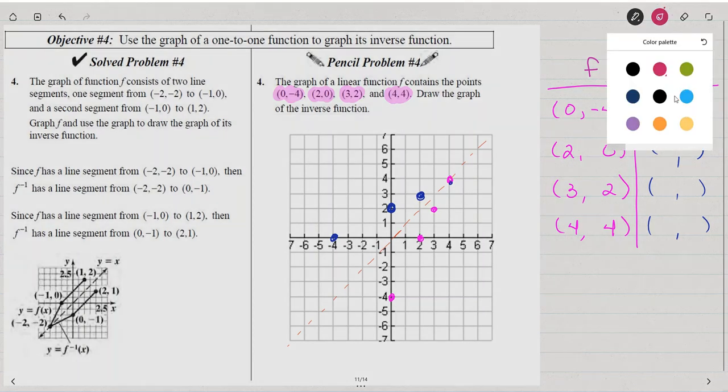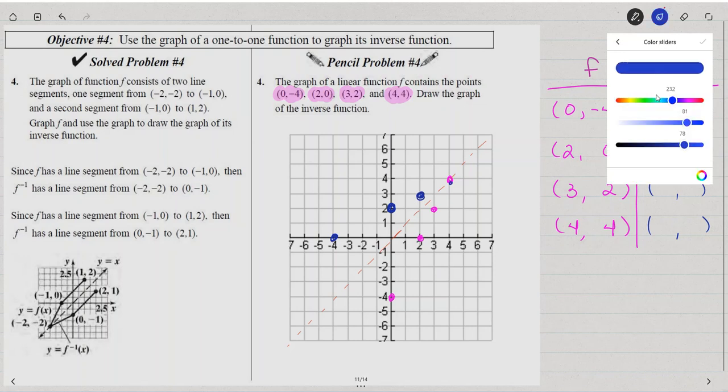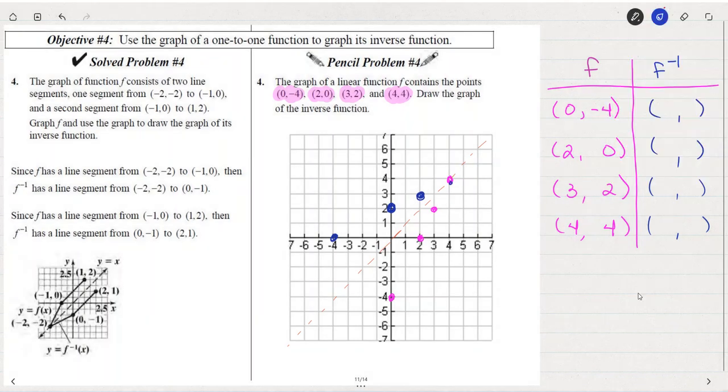For the inverse, the x and y swap, right? Do you remember that in the process of finding an inverse? The x and y swap. So the y becomes an x, and the x becomes the y. Here's the y from f. The y of f becomes the x of f inverse.